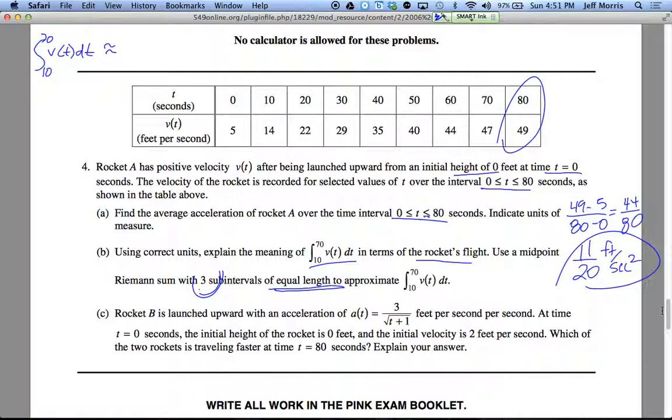So I want 3 subintervals. You have to divide it yourself. So it's from 0 to 80, and it's equal. Oh, 10 to 70, thank you. We only have to go from 10 to 70, and I've got to do 3 subintervals of equal length.